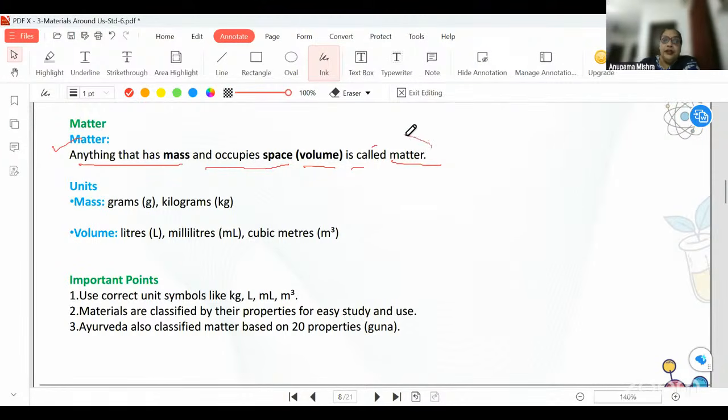In class 5 also you have read about matter and types of matter. Masses generally have the units grams and kilograms. Volumes are measured in liters, milliliters, or cubic meters.